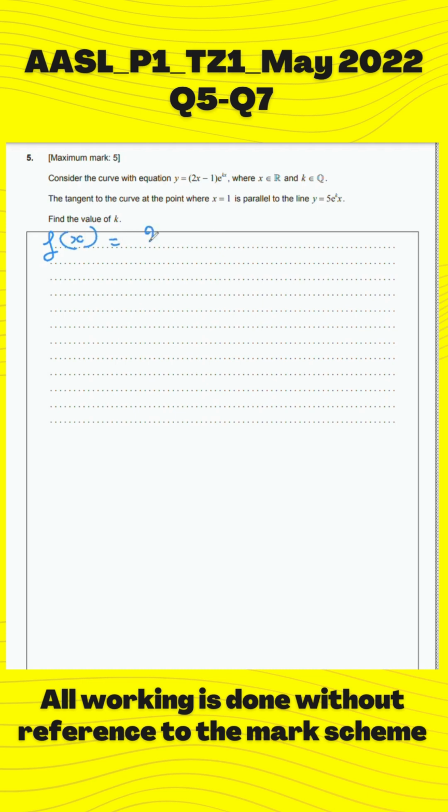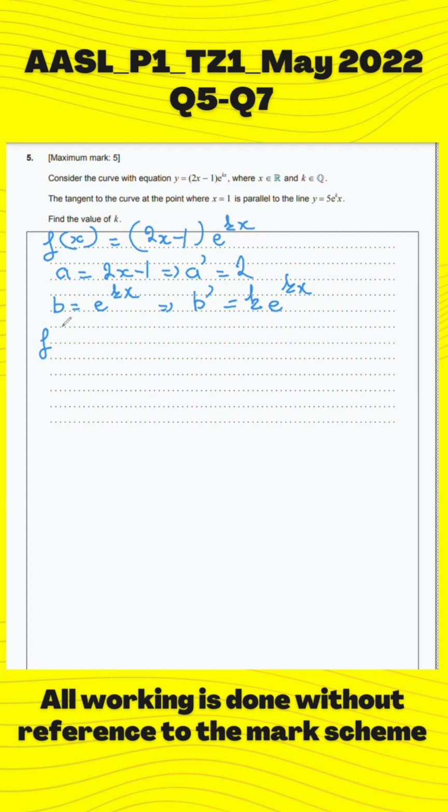So f(x) is (2x minus 1) times e power kx. So we need to use the product rule. Let a equal 2x minus 1, so the derivative of a will be 2. b is e power kx, so the derivative of b will be k times e power kx.